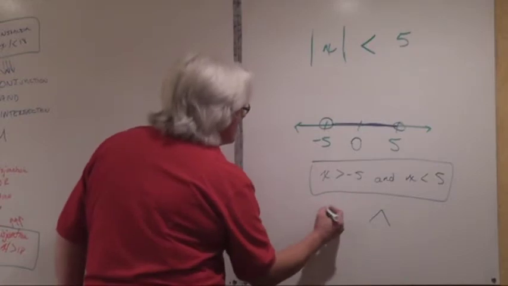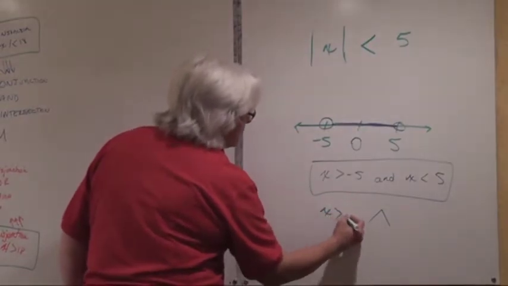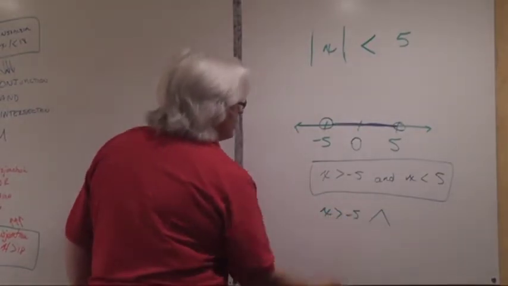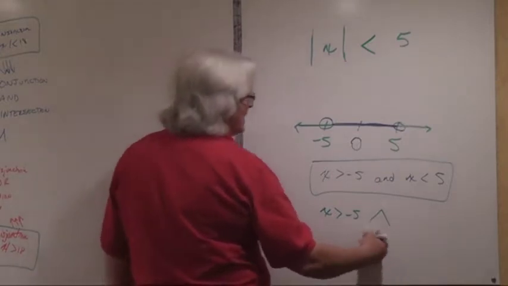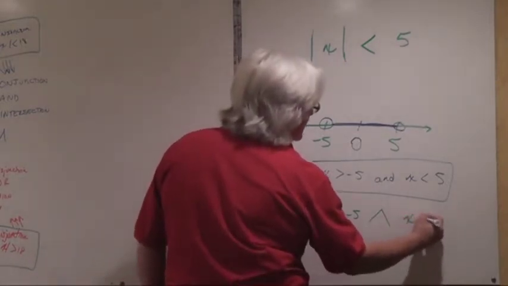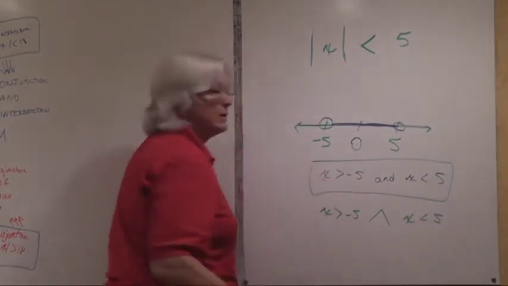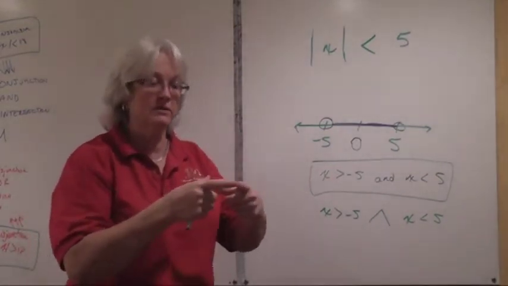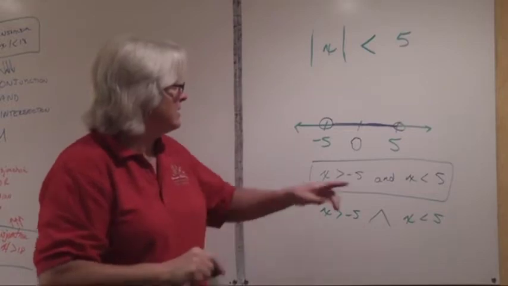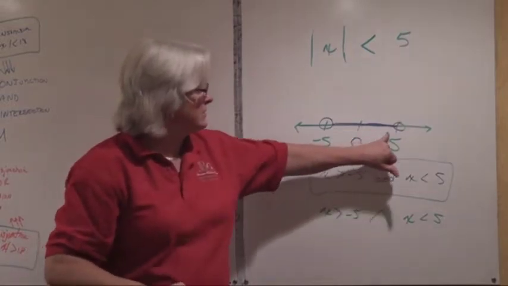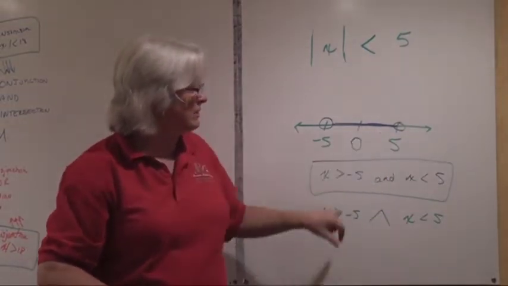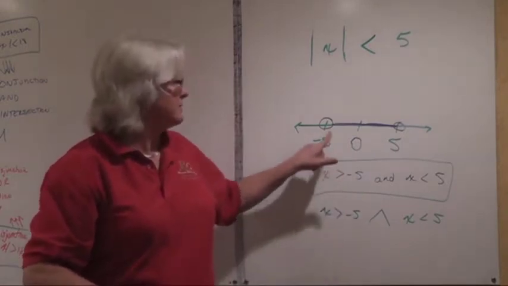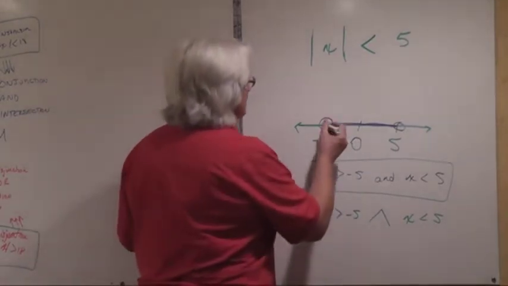So we could say that x has to be both greater than -5 and x has to be less than 5. We have to be able to combine this into one statement that tells us that it has to meet both of these conditions. So how can we do this with an x? Well, just think of it this way.